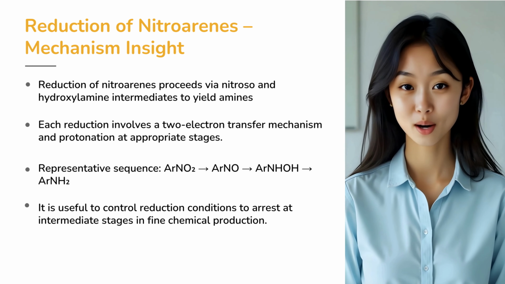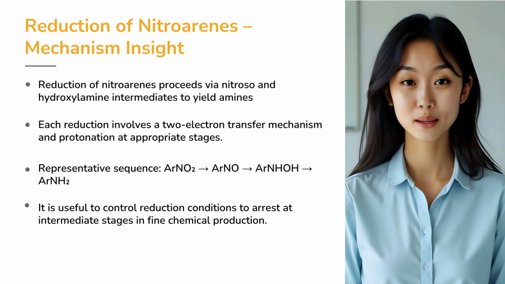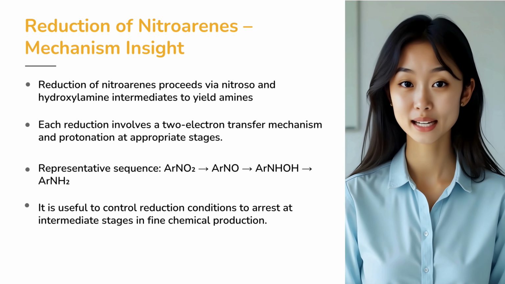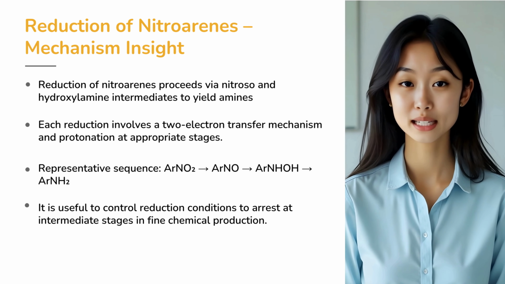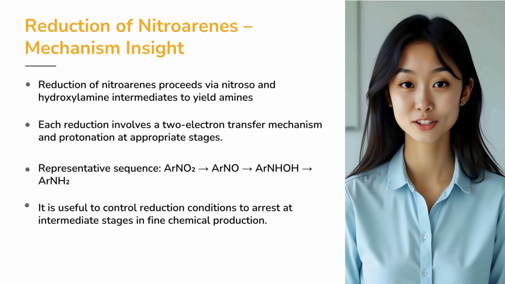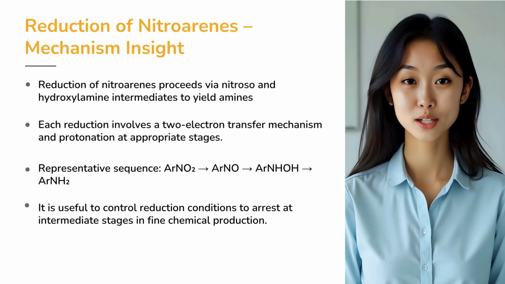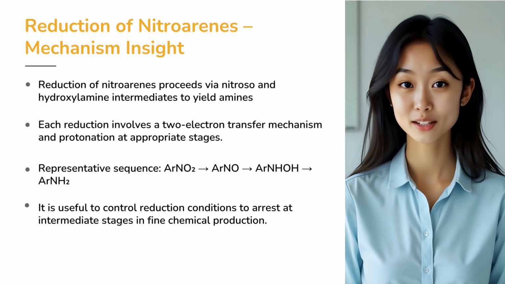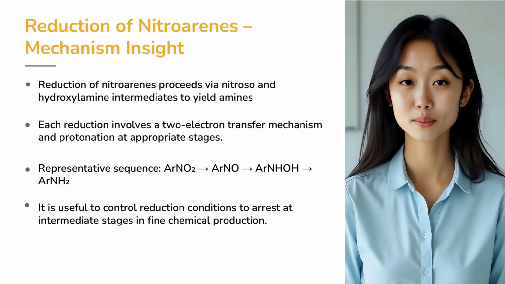Aromatic nitro compound, ArNO2, is first reduced to ArNO, then further to ArNHOH, and finally to ArNH2. Here, Ar represents the aromatic ring. Visualize a flowchart showing each intermediate with arrows and labels indicating electron and proton transfers so you can follow the molecular journey. Why does understanding this stepwise process help?